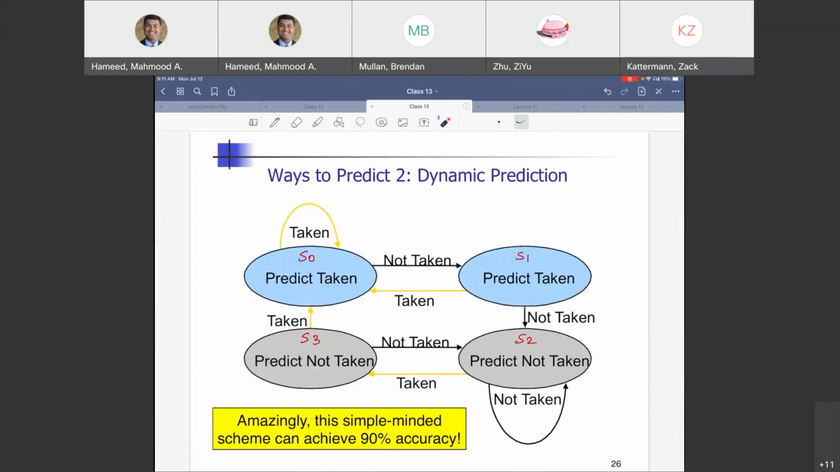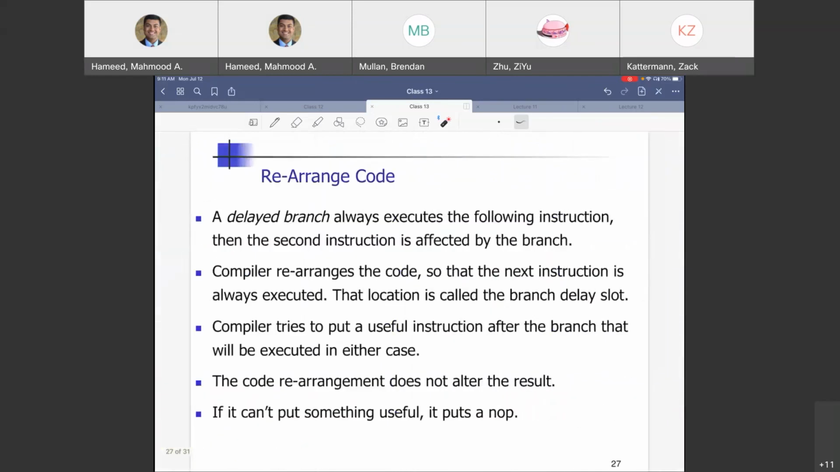All right, let's go forward. Rearranging the code. You guys have already helped me a little bit with this. A delayed branch. Essentially, a delayed branch is what? You have a branch when equal statement. The instruction immediately after that is going to be in the pipeline. It may be the correct instruction or it may be the incorrect instruction to work on. But that one instruction is referred to as a delay slot.